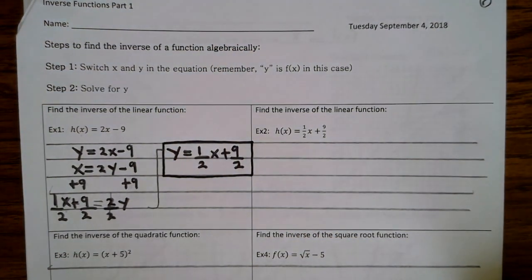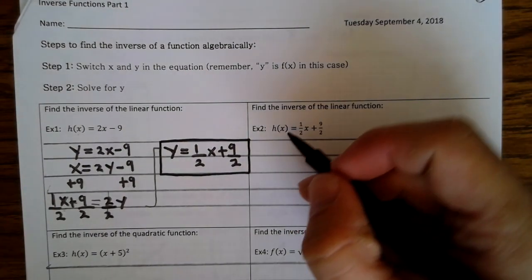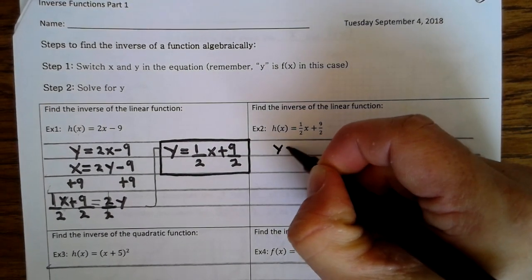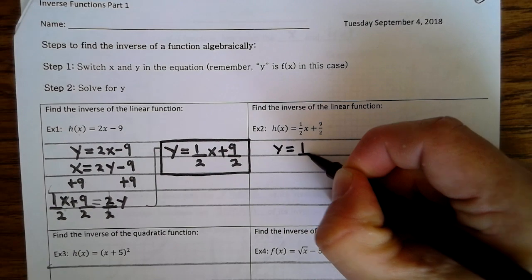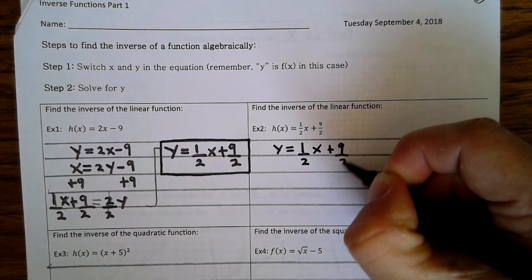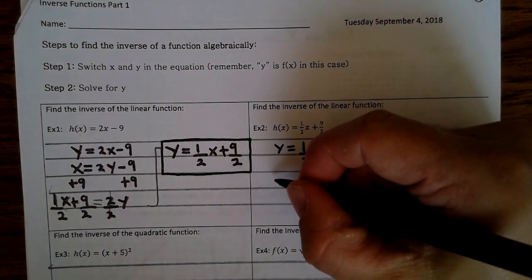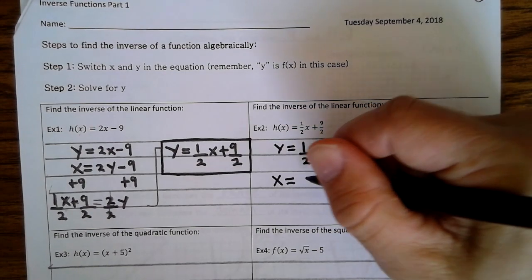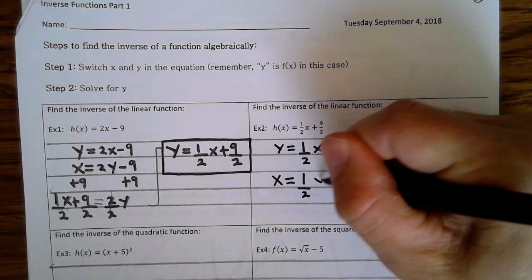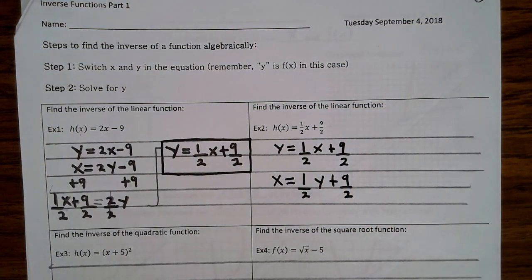All right, so now let's look at example 2. Find the inverse of the linear function. So first things first, I'm going to change h of x to y. So y equals 1/2 x plus 9 divided by 2. All right, now the first step, switch x and y. And we probably need to add another line of work here.